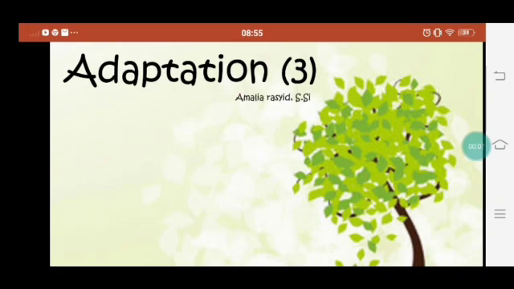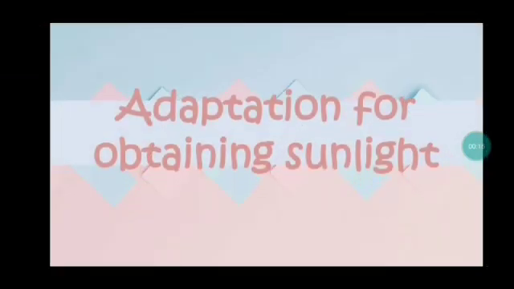Today we still continue our topic about adaptation, part 3. For this part, we will study the adaptation of plants for obtaining sunlight. So, how could the plant get enough sunlight? We know that the plant needs sunlight to do photosynthesis, so they have many adaptations to get enough sunlight.